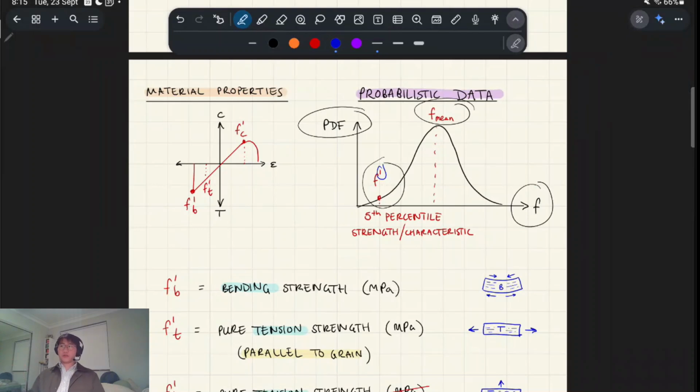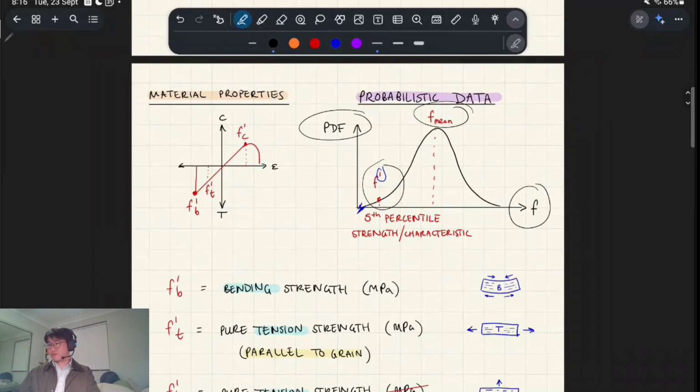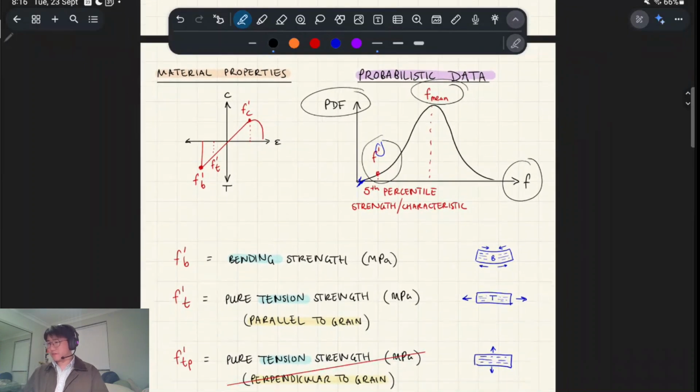So why do we choose the fifth worst one? It's because if we chose the worst one, we're going to be over designing a lot, and wasting a lot of money because we're assuming that every bit of timber is the worst bit of timber that we're selecting. But we still want to be safe. So a good balance between those two things is choosing the fifth percentile probability material strength to design from.